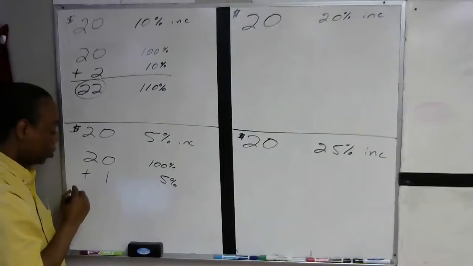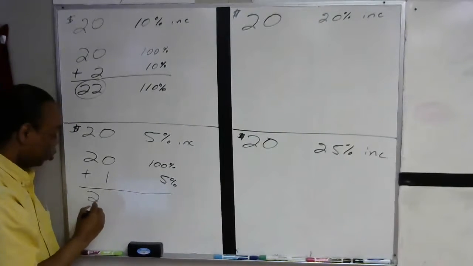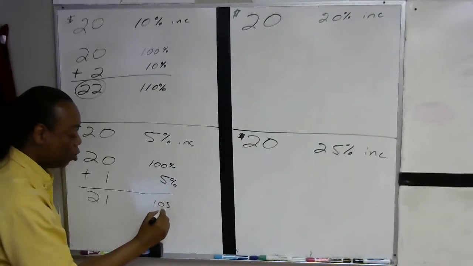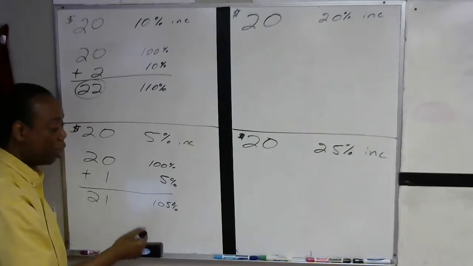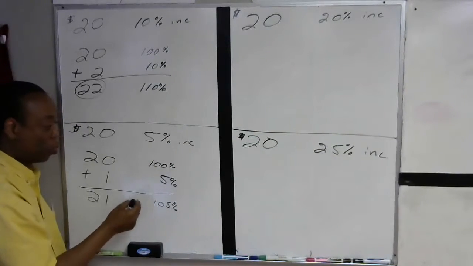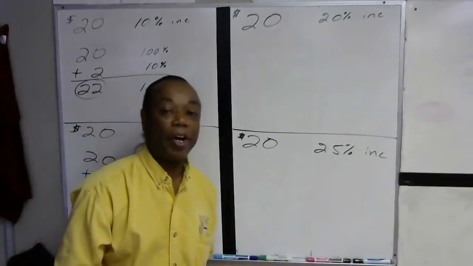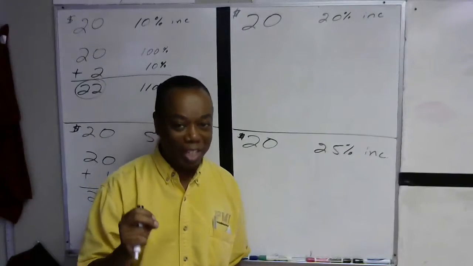So let's increase it by adding it together, and you get 21. 21 represents 105%. Again, this is a 5% increase. Now, let's go a little higher. Let's do a 20% increase.